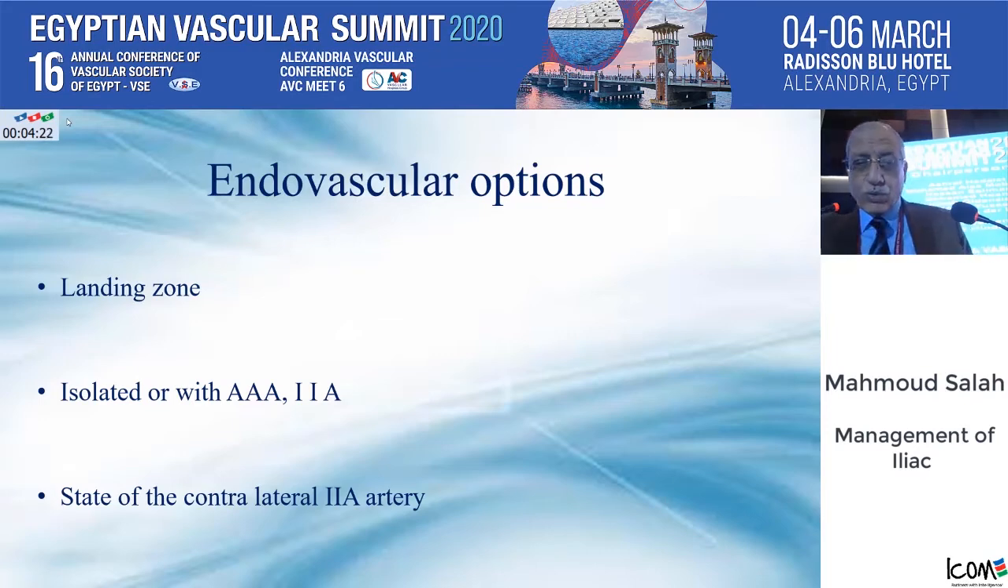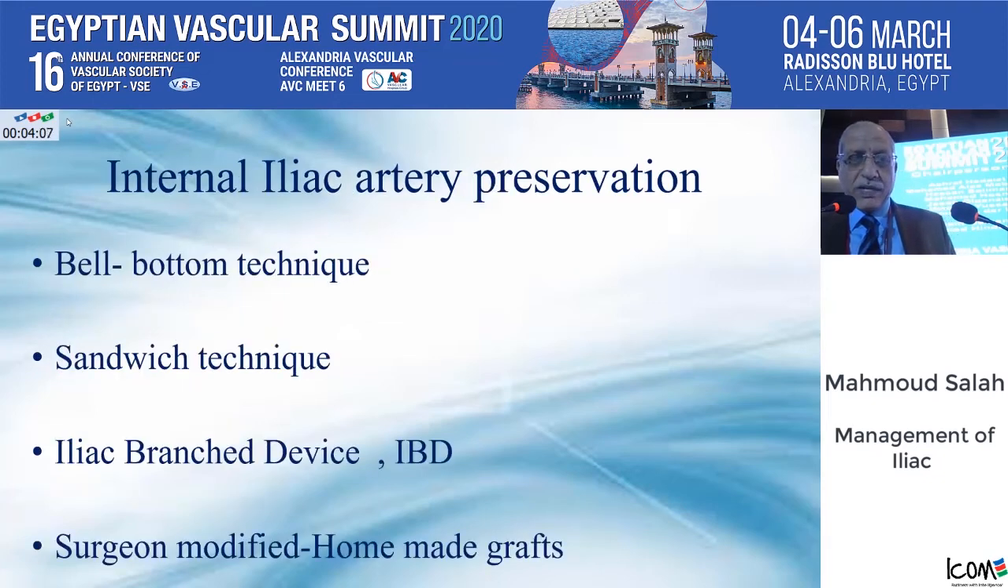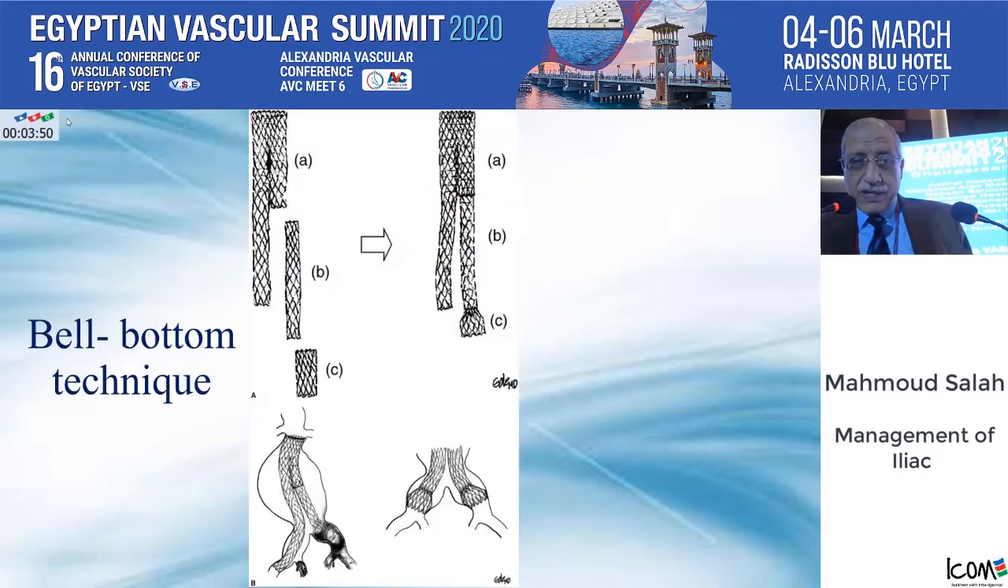The endovascular options depend on the landing zone, whether isolated or with AAA or with internal iliac artery aneurysm, and also depend on the state of the contralateral internal iliac artery. Internal iliac artery sacrifice sometimes has these hazards: buttock claudication, necrosis, erectile dysfunction, and so on. To do internal iliac artery preservation, we have these techniques: the bell bottom technique, sandwich technique, iliac branched device, or homemade grafts.